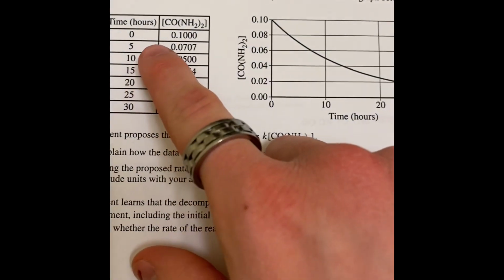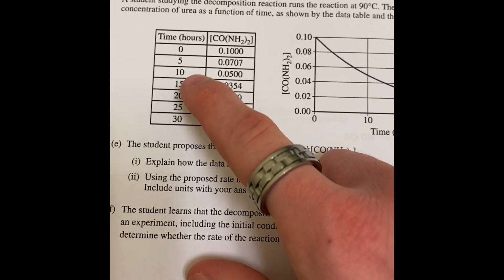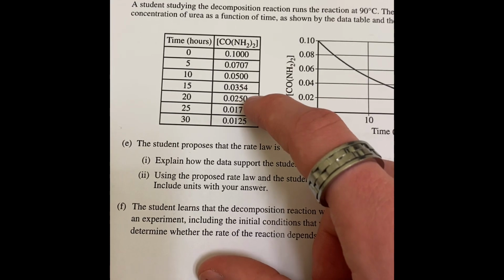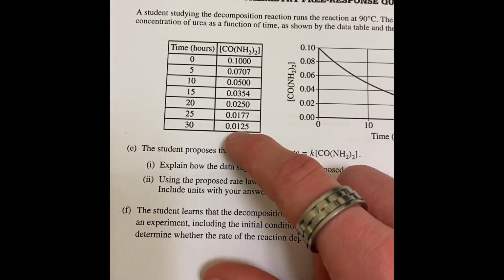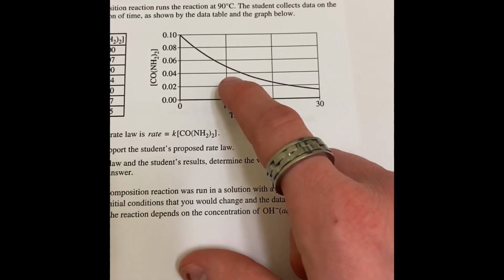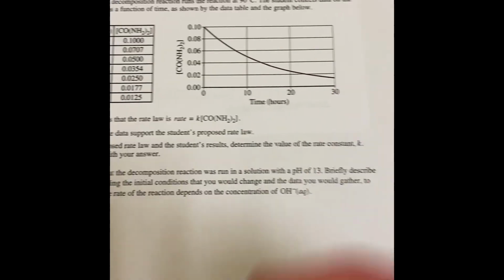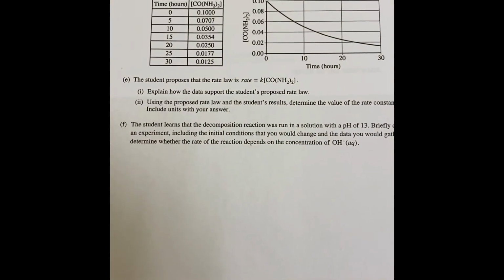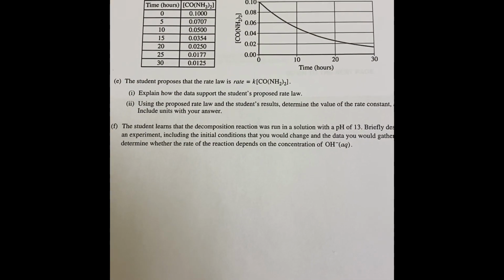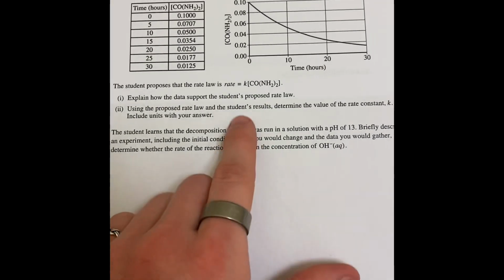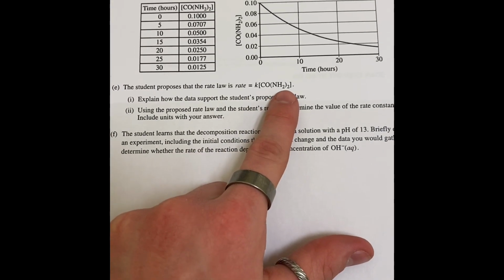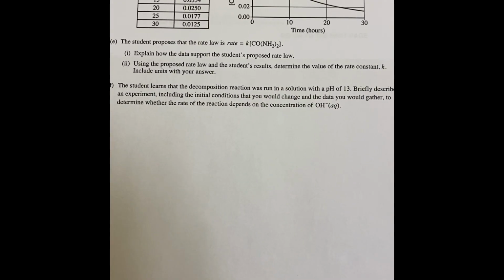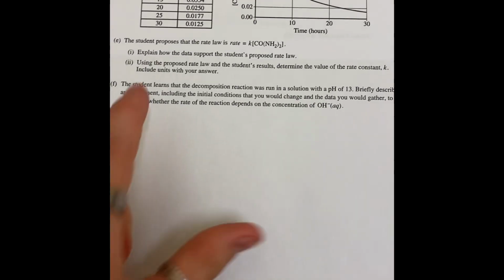We can see that in time hours, 0, 10, 20, and 30, it's going from 0.1 to 0.05 to 0.025 to 0.0125. And on the graph, similarly, we can see that the curve is representative of a half-life reaction. Because this is a half-life reaction, then it also must be a first-order reaction. And we can see from the student's rate law that it is indeed a first-order reaction. Then, we must determine the value of the rate constant K and include our units.